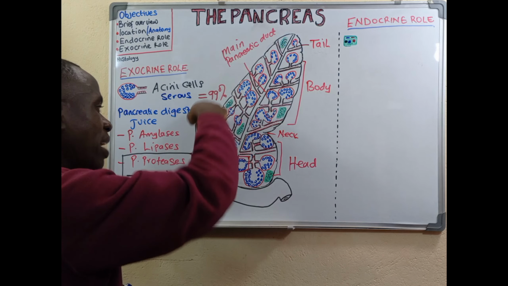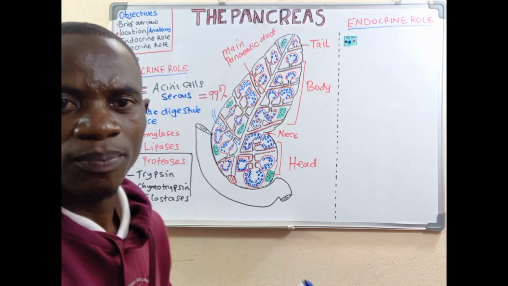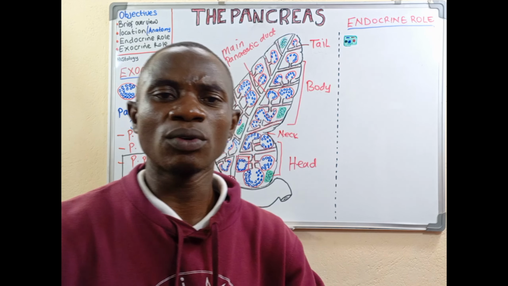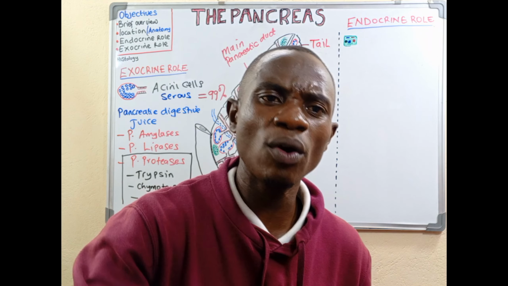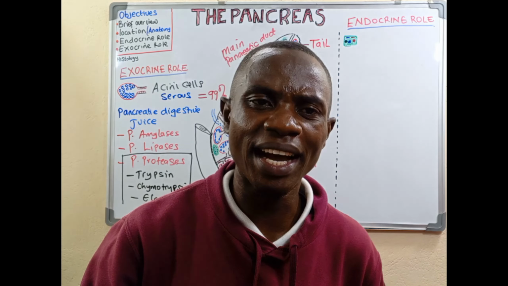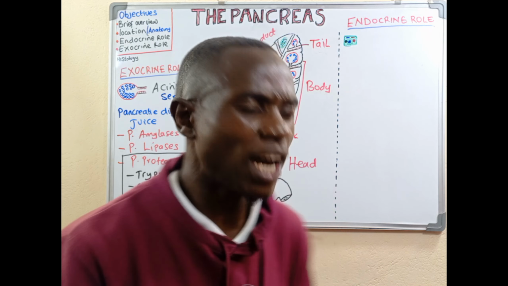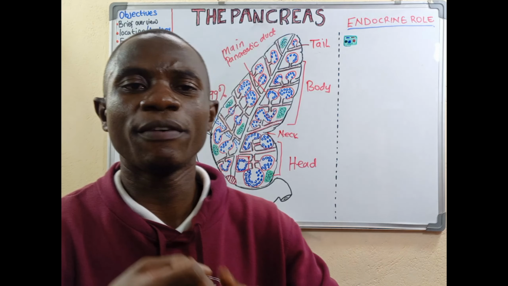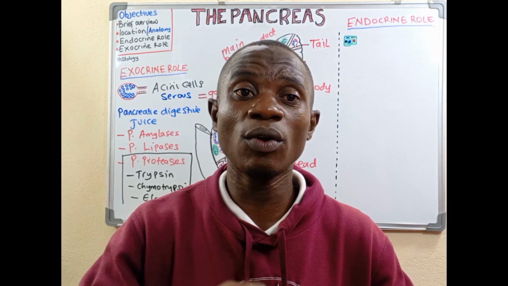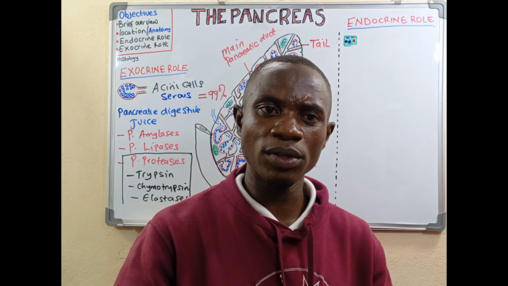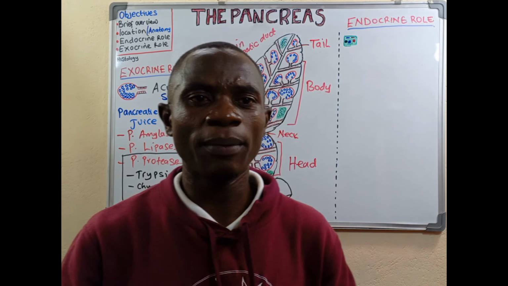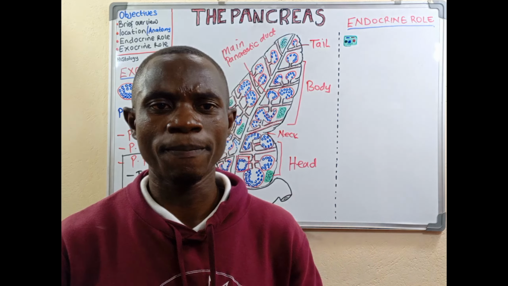Now, when chyme arrives into the duodenum, remember, this chyme contains carbohydrates, proteins, fats, and also the hydrochloric acid coming from the stomach. In the duodenum, we have a specific cell that is sensitive to oligosaccharides, to partially digested protein like peptones, and also to fatty acids. This cell is what we call the I cell.